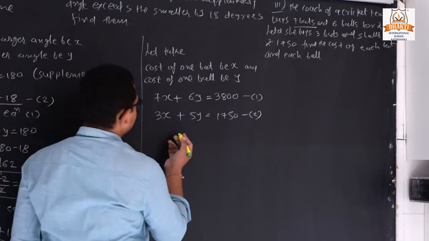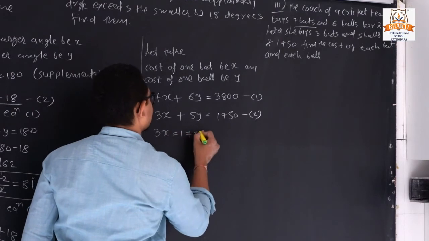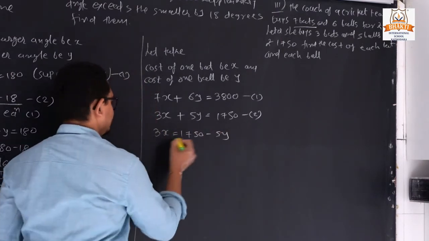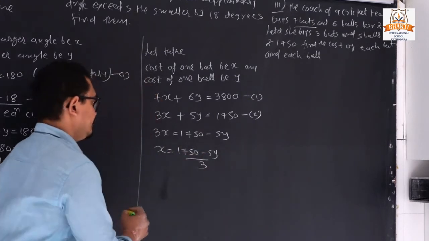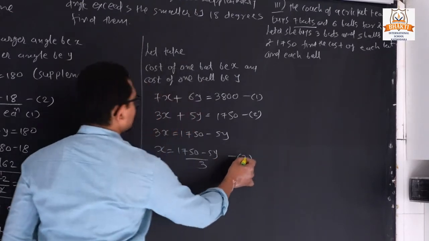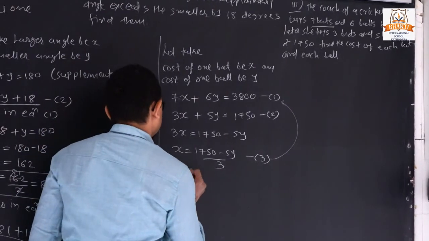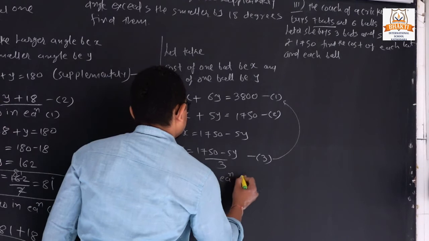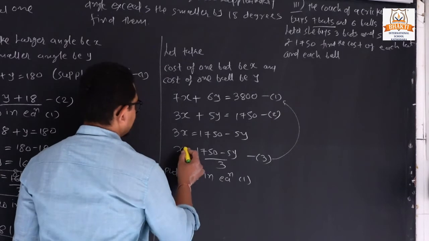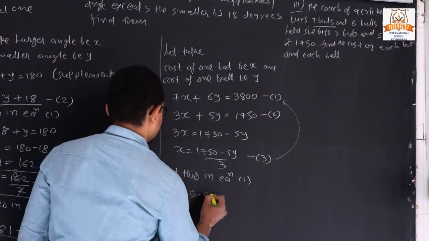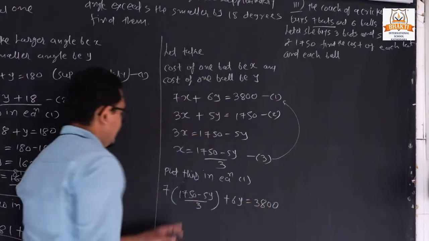Now we can replace any of the values. So this 5y is going to the second side, so it is minus, and this 3 is going to the second side. So x equals 750 minus 5y upon 3. Clear? We can declare it is result number 3. Now put this in equation number 1. So 7, what is x? x is replaced with all this.